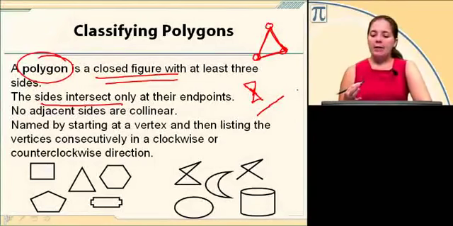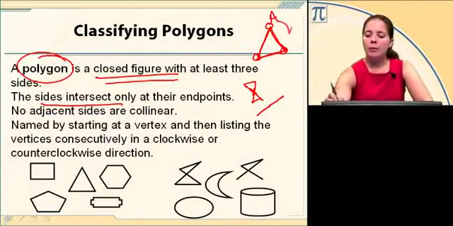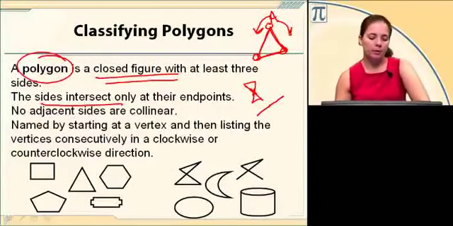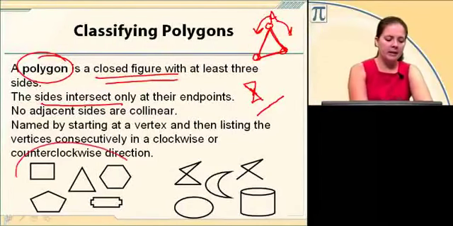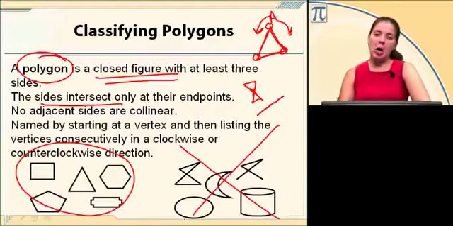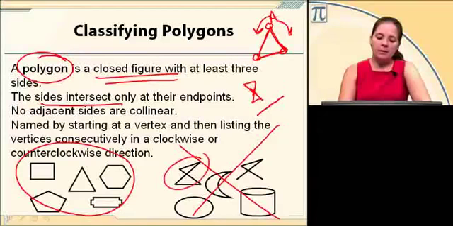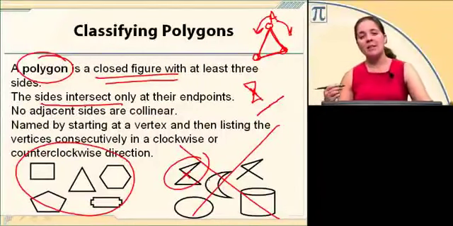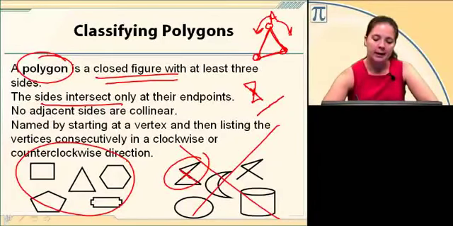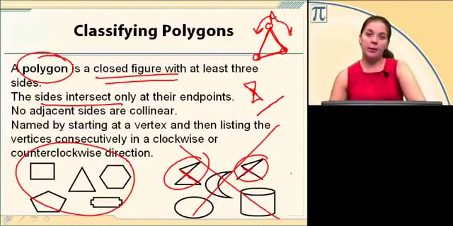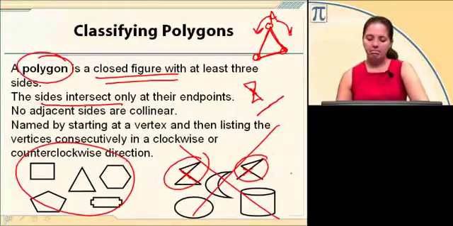When we name them, you start at any vertex, and then you either move clockwise or counterclockwise around, naming them in consecutive order. Okay, these are all polygons. These are not polygons. Well, this one's not a polygon because it intersects right there. And if that's not an intersection, if I'm trying to say, hey, these are 2 different sides, they're collinear, so that's a problem. This one isn't even closed. It's not a closed figure and intersects in more than just its endpoints.